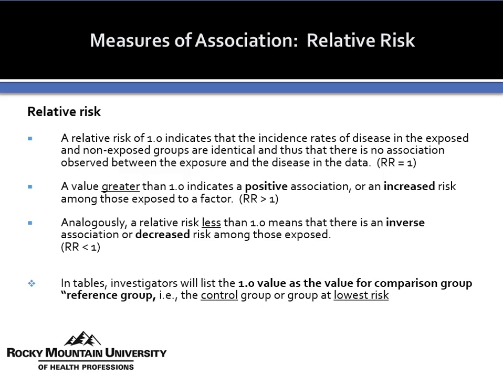If the relative risk equals 1, then that means there's no difference between groups. Now, in a table, you'll see researchers list 1.0 as the value for the comparison group, or the reference group, or the referent group. Different ways of saying it.